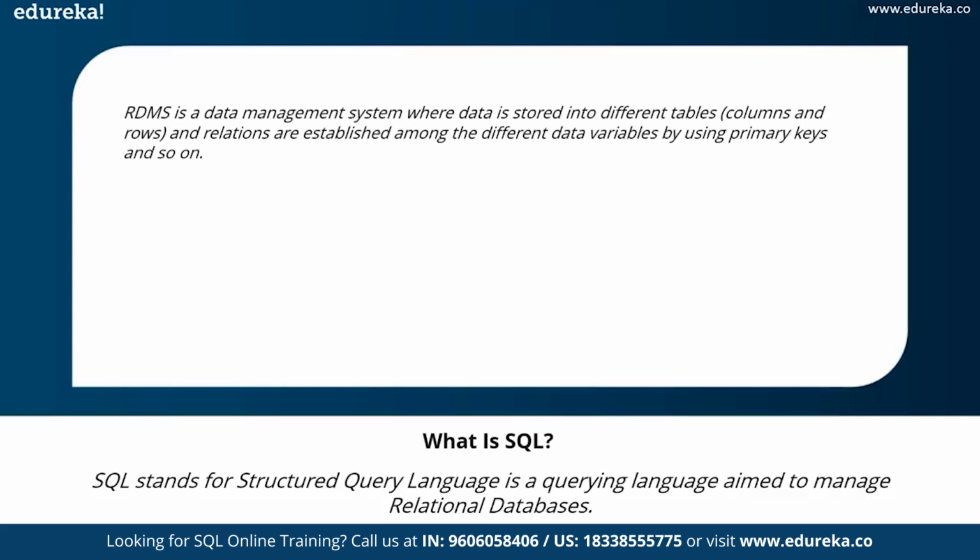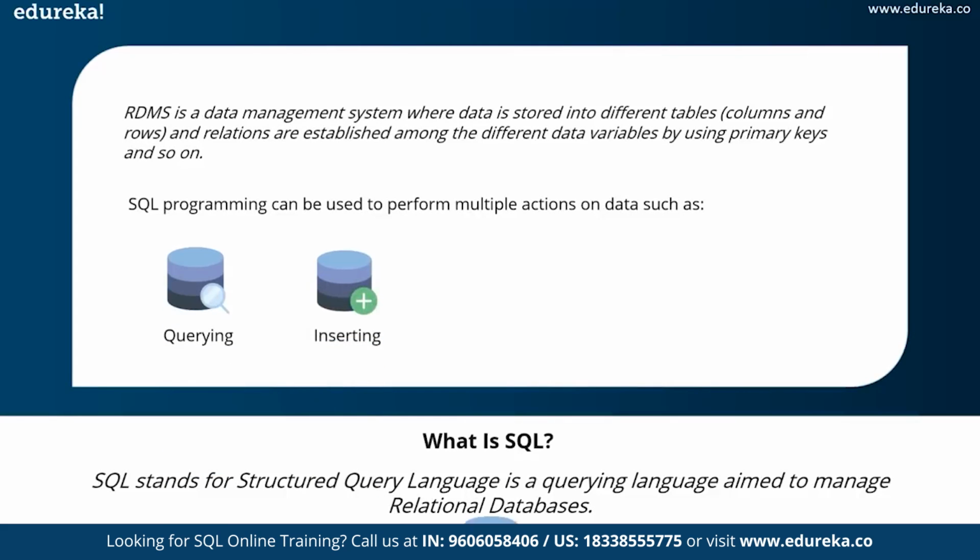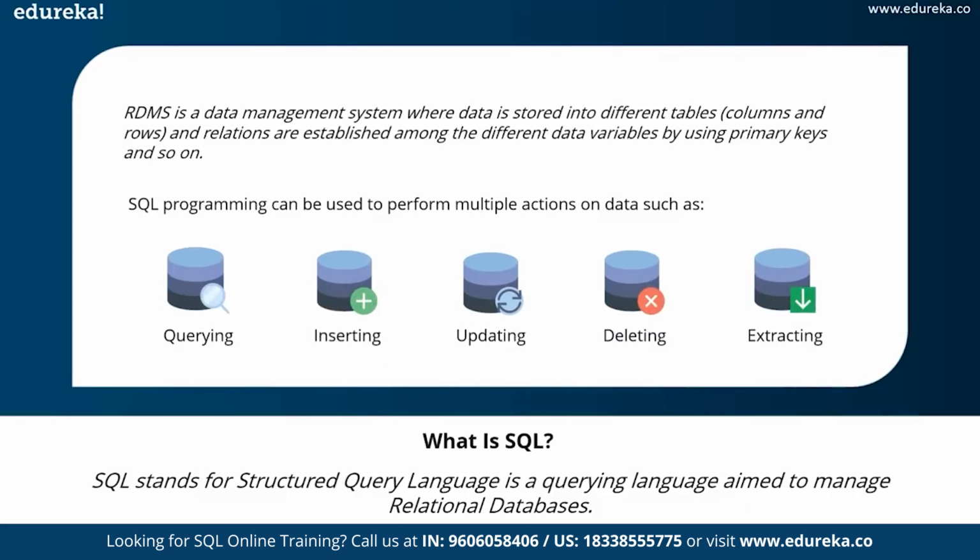A relational database is a group of well-defined tables from which data can be accessed, edited, and updated. You don't have to alter the database tables. That's an important point about a relational database. SQL is the standard API for relational databases. SQL programming can be used to perform multiple actions on data, such as querying, inserting, updating, deleting, extracting, and so on. Basically, it can be used to manipulate and analyze all your data in such a way that you derive something useful from it.